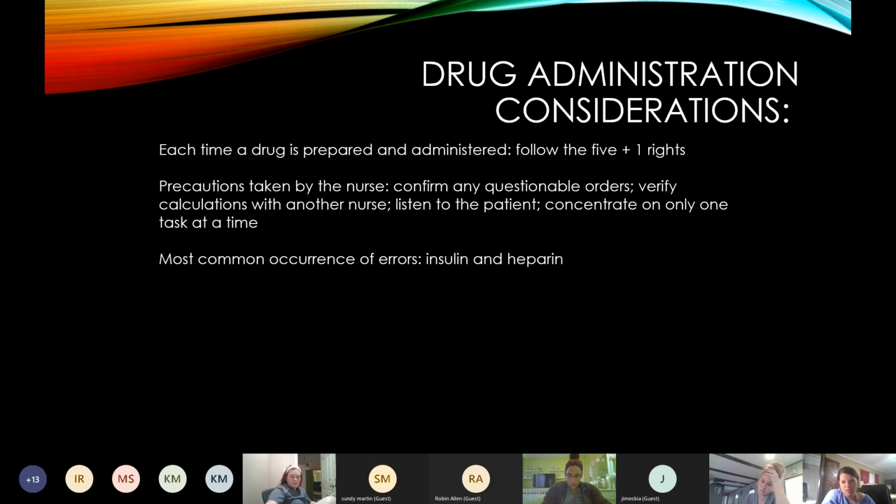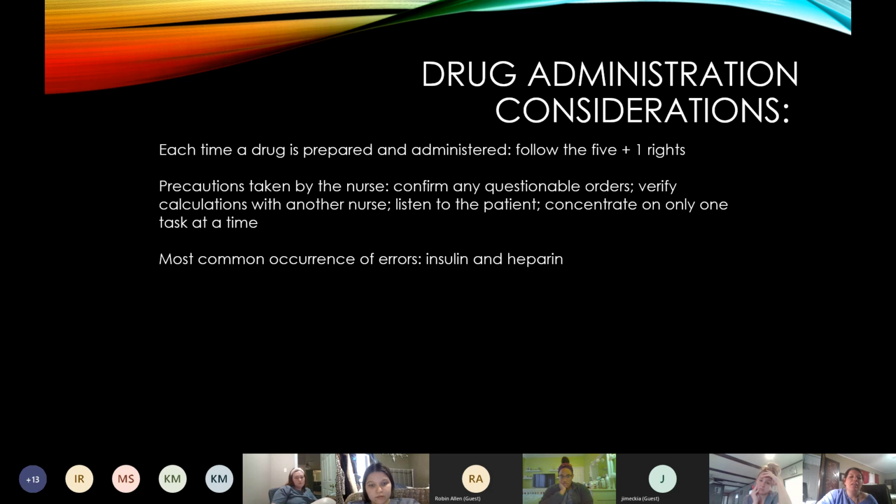Distraction, and there's one other. Yep, distraction, interruptions. Yep. The biggest things are distraction, interruptions, and also just rushing. Medication administration is not something that you should rush. So your meds need to be given on time, but you don't need to be rushed to the point that you're giving them wrong, okay?